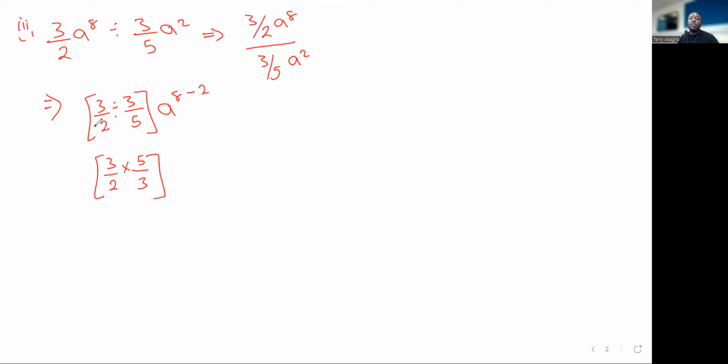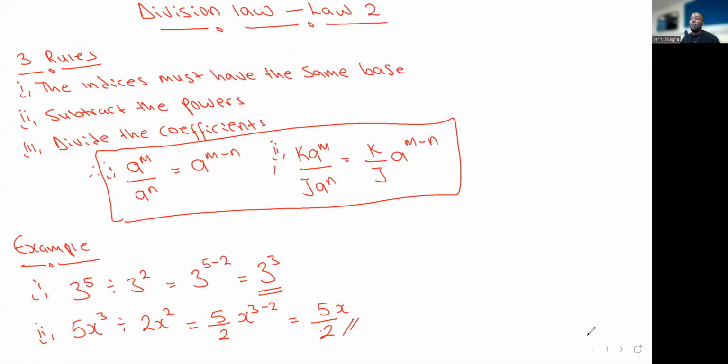Now you can do all this with your calculator and it will give you the same answer. So this is going to cancel out, and you're going to have 5 over 2. 8 minus 2 will give you 6. And that is the division law. So you can go to the textbook, the worksheet, or go online, get some more questions on the division law and practice.